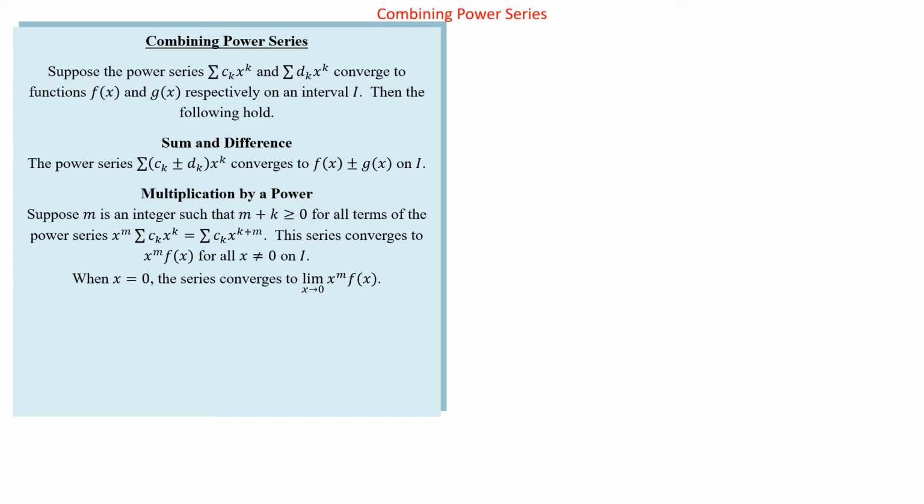It will still converge. It'll just be x to the m times f of x. So if we multiply, and we'll see an example of this right away. In fact, I think it might be the first example. But if we multiply x to the m times a power series, then it's going to be the same as x to the m times the equation that would get us that power series, because the power series is going to have x to the k, so it distributes quite nicely.